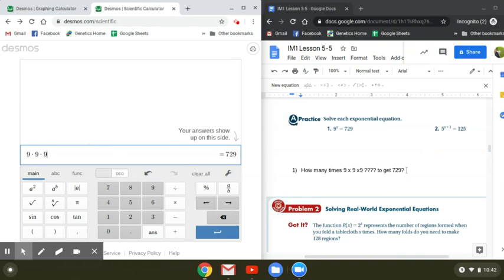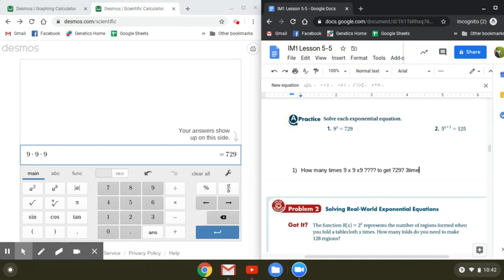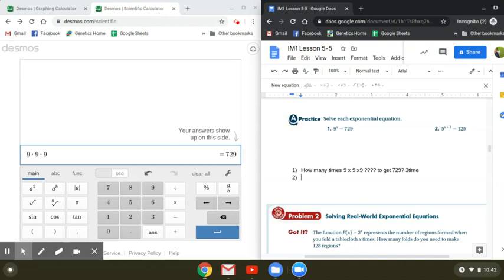So the answer was 3 times, right? And it's not 9 times 3, but it's 9 times 9 times 9. So basically what we're saying is that 9 raised to the third power equals 729. So that means that in this case, x is equal to 3.